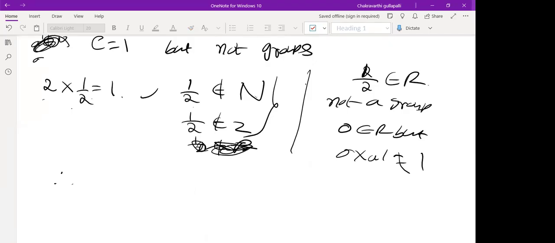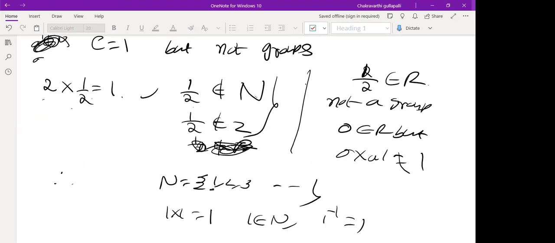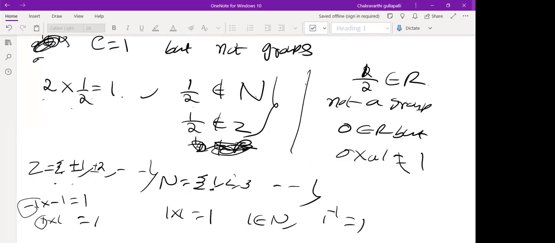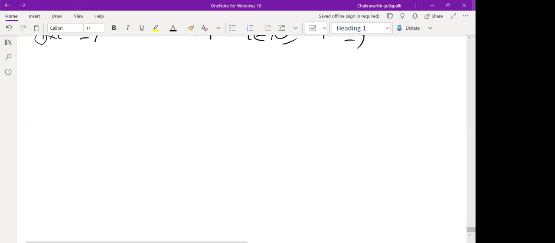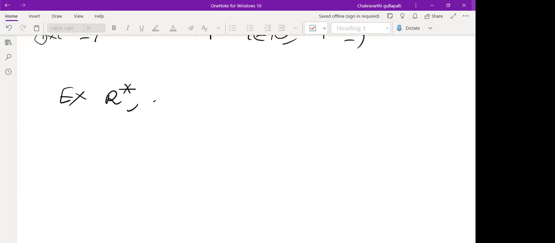Here, for natural numbers, except 1, no number is having inverse. Only for 1 inverse exists: 1 into 1 is 1, and 1 is there in N. But for 2, 3, 4 and so on, inverse does not exist because the inverse is not a natural number. Similarly, in case of Z, except 1 and minus 1, minus 1 into minus 1 is 1, so for these two elements inverse exists. But for the remaining elements, multiplicative inverse does not exist. Additive inverse exists, but multiplicative inverse does not. So these two are not groups. But in case of R, except 0, all other elements are having inverse. 0 is the only problem. Therefore, if you remove that, R star comma dot is a group.